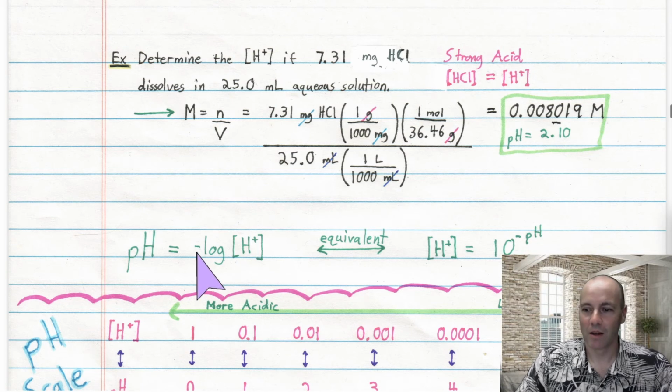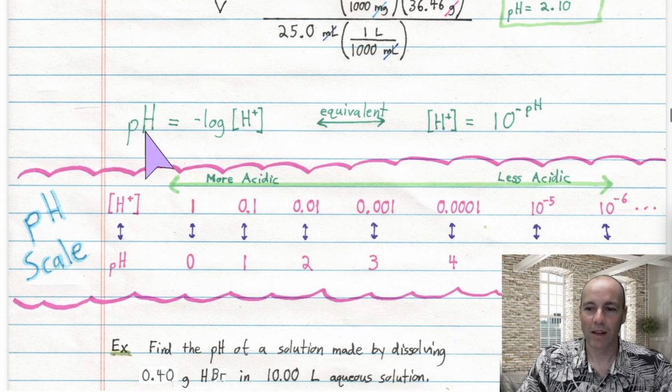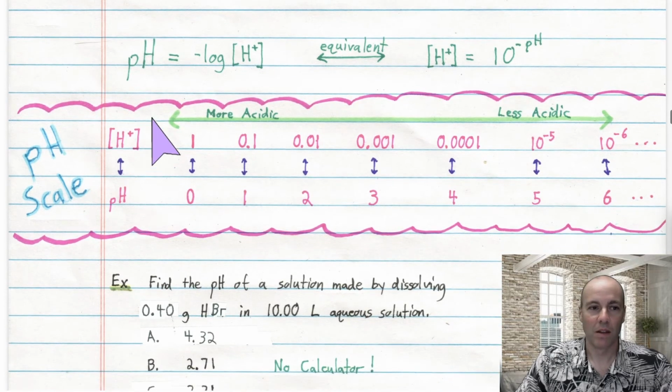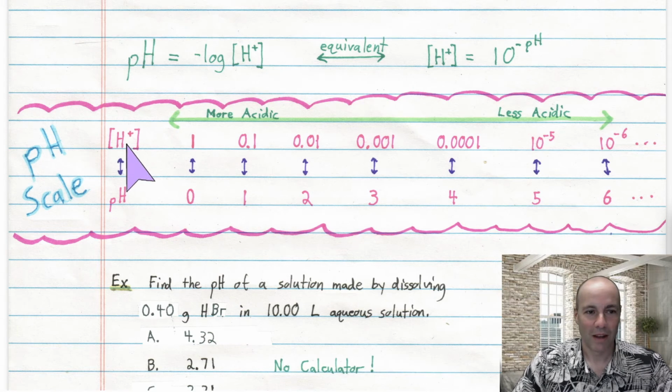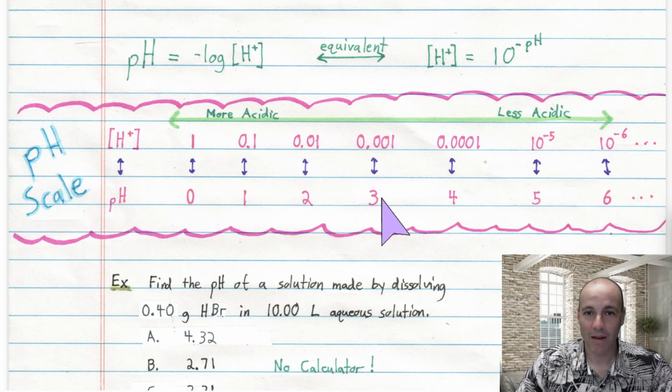So here is the equation which lets you calculate pH when given the proton concentration. The pH is simply the negative log of the proton concentration, or equivalently, if you solve this equation for proton concentration, it's equal to 10 to the negative pH. So given the pH, you can find the proton concentration, or given the proton concentration, you can find the pH. Now, if you're not too familiar with logs, or if it's been a while, I've made this little pH scale table, which hopefully makes it very easy to see how they're related.